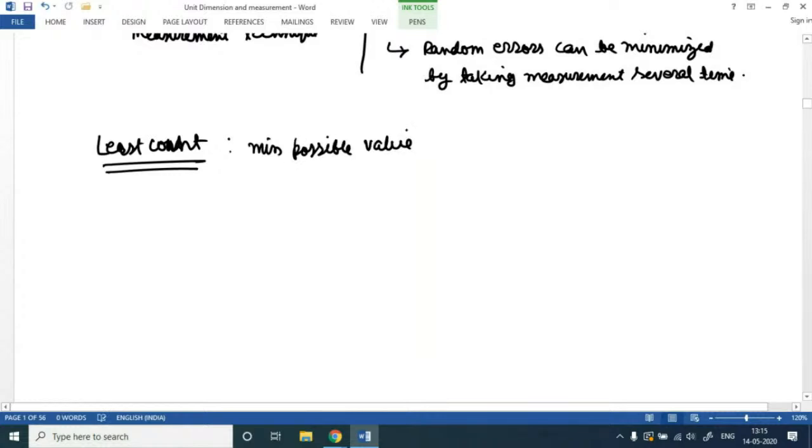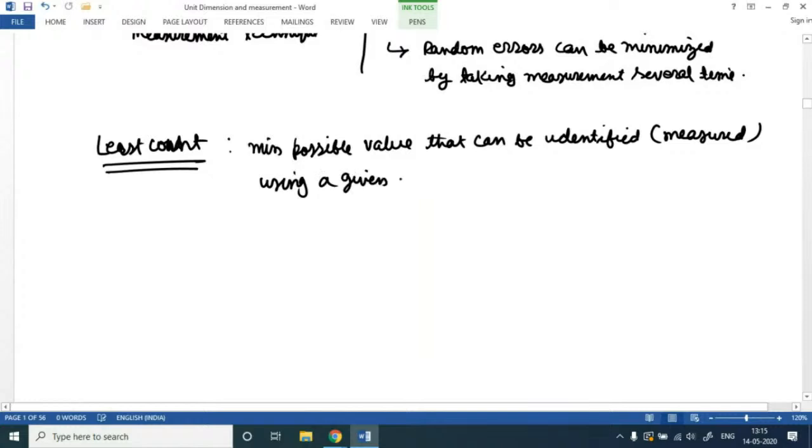Okay, the minimum possible value that can be identified, or you can say measured, using a given instrument. So every measurement instrument has some least count associated with it, and that is nothing but the minimum possible value that can be measured with the help of that measuring instrument.